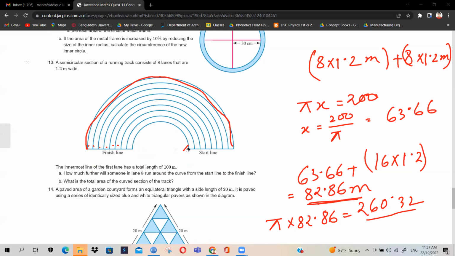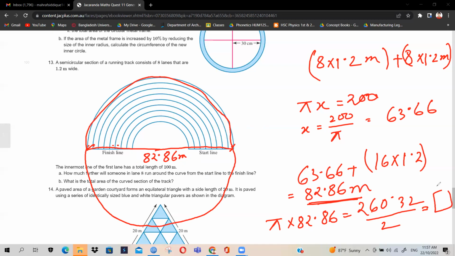Obviously we have calculated the value for this, which is 82.86 meters. And based on that, we have also calculated the circumference. But what is the circumference? Isn't it the whole path, the whole circle's path? True. So you have to divide it by 2 to get the answer. Understand my point? Because this is the diameter.